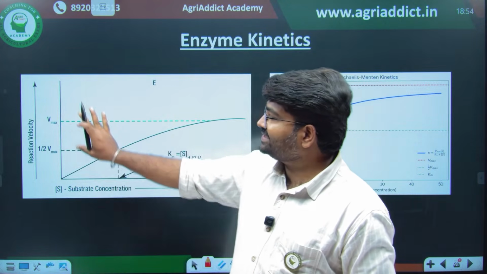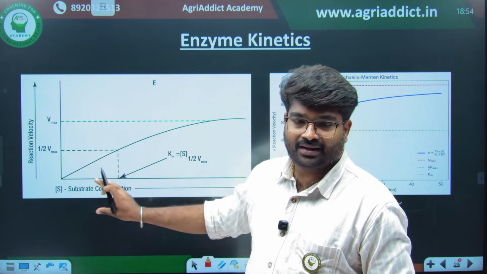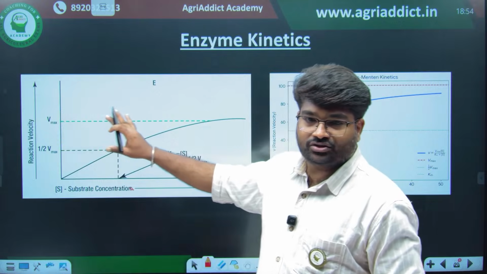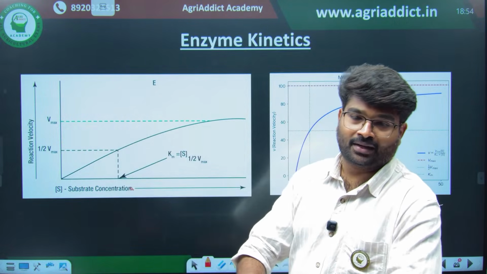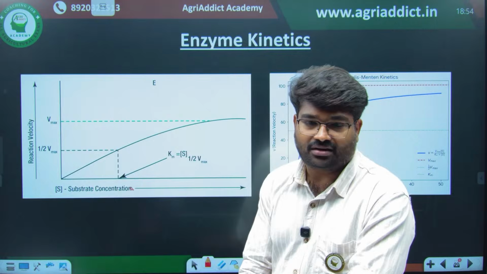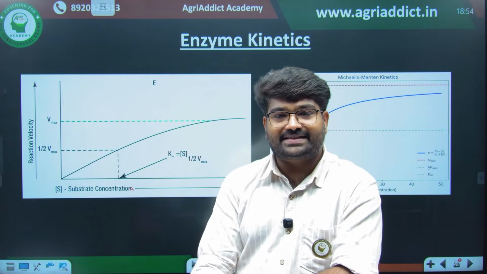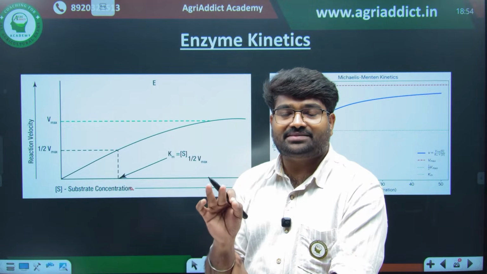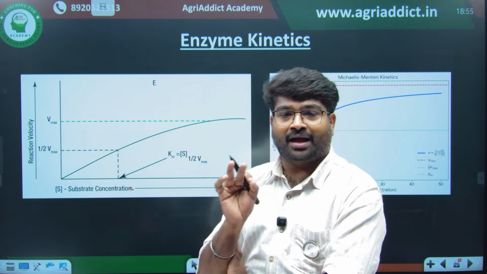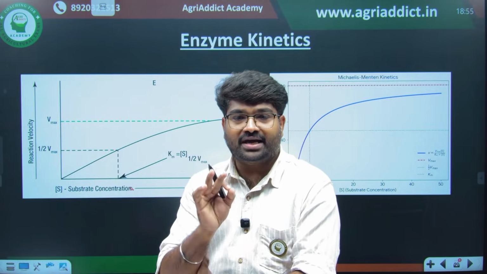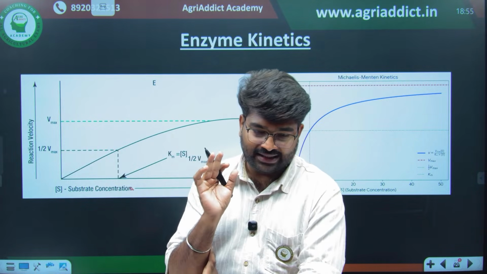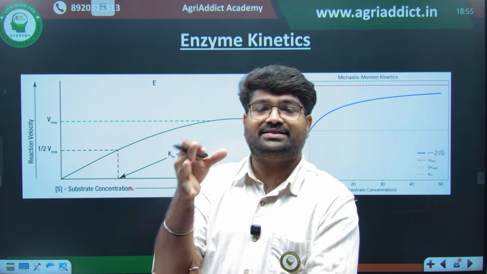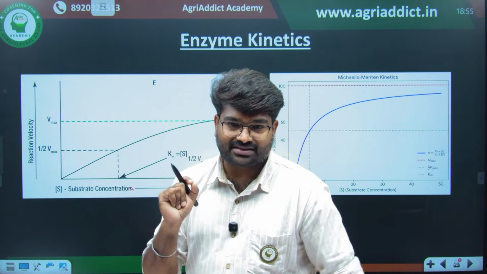This is just a graph of V0 against S0. S0 is the substrate concentration, and V0 is the velocity of the enzyme. Here another term comes, Km. Km is the Michaelis-Menten constant. Km means the substrate concentration at which the enzyme shows half of the maximum velocity. I hope this is clear.